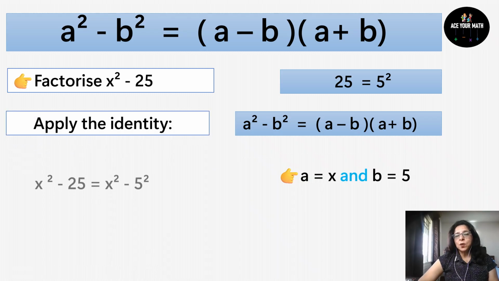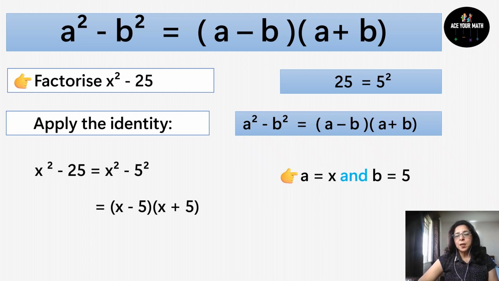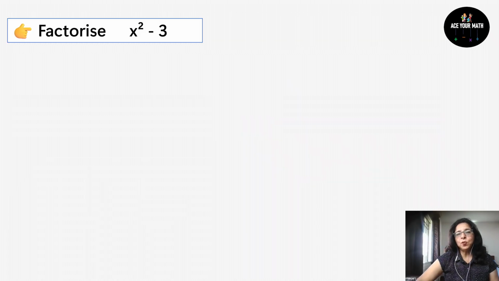You will write x square minus 25 as x square minus 5 square. And now you will directly write the answer as a minus b and a plus b. So it is x minus 5 and x plus 5. So what are the factors of the given equation? It is x minus 5 and x plus 5 are the factors of the given term. Now let's take one more example.